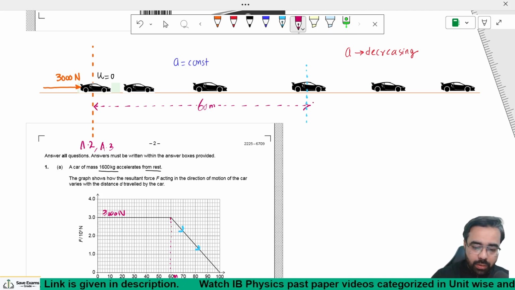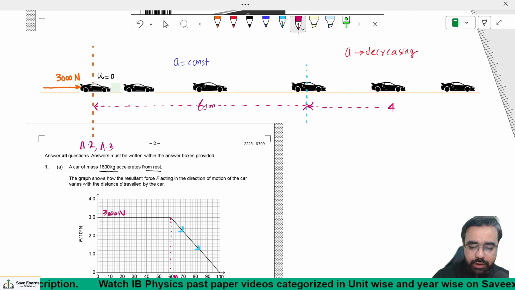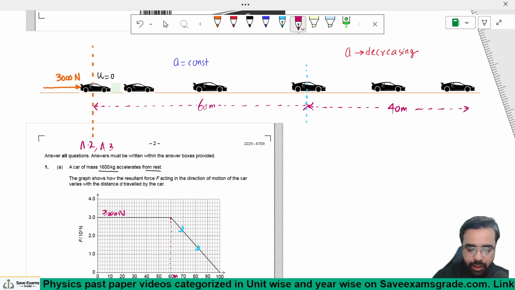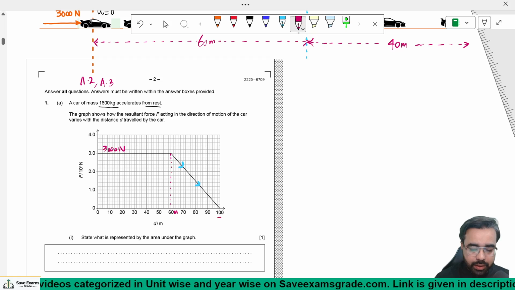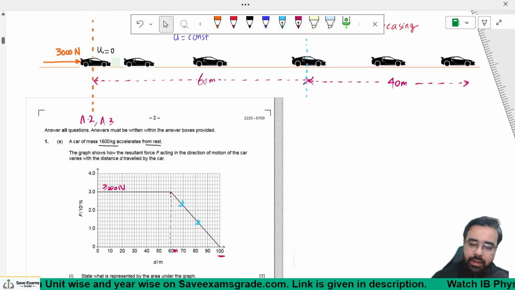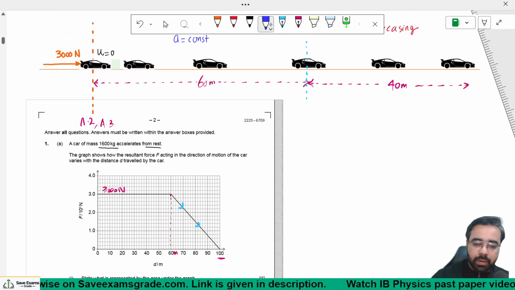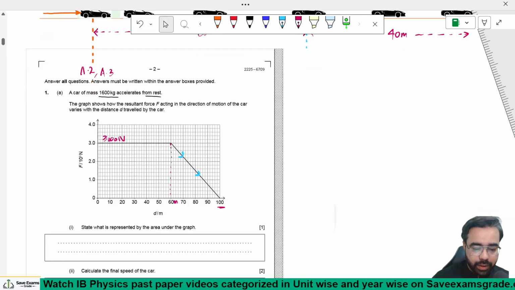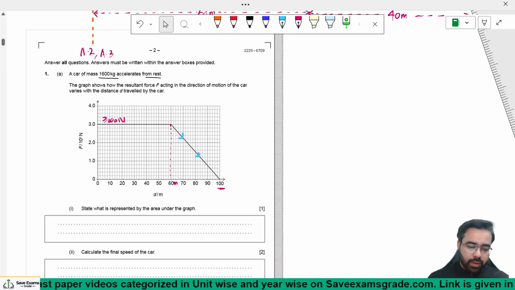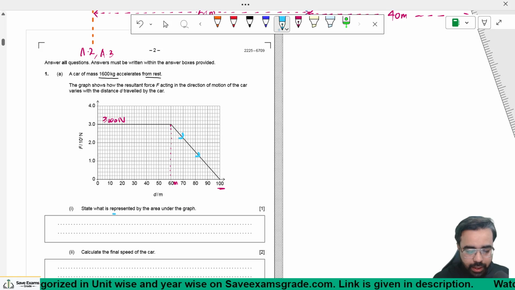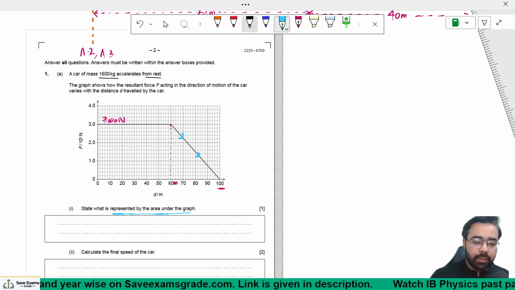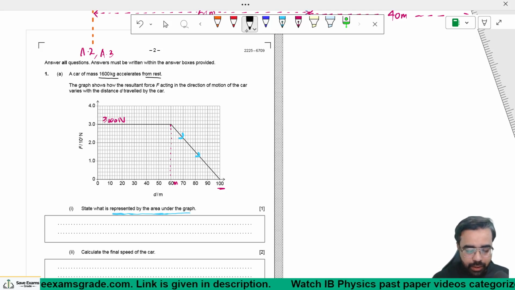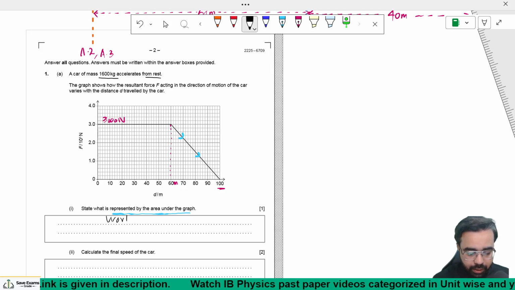So it will further travel how much? 40 meters, according to the graph at least, because the total distance is 100 meters. It doesn't mean that at the end of 100 meters it stopped. No, at the end of this 100 meters it has a certain velocity, and that velocity is what we need to calculate in this question. So now you understand very well what the area under this graph represents: the work done by the resultant force.